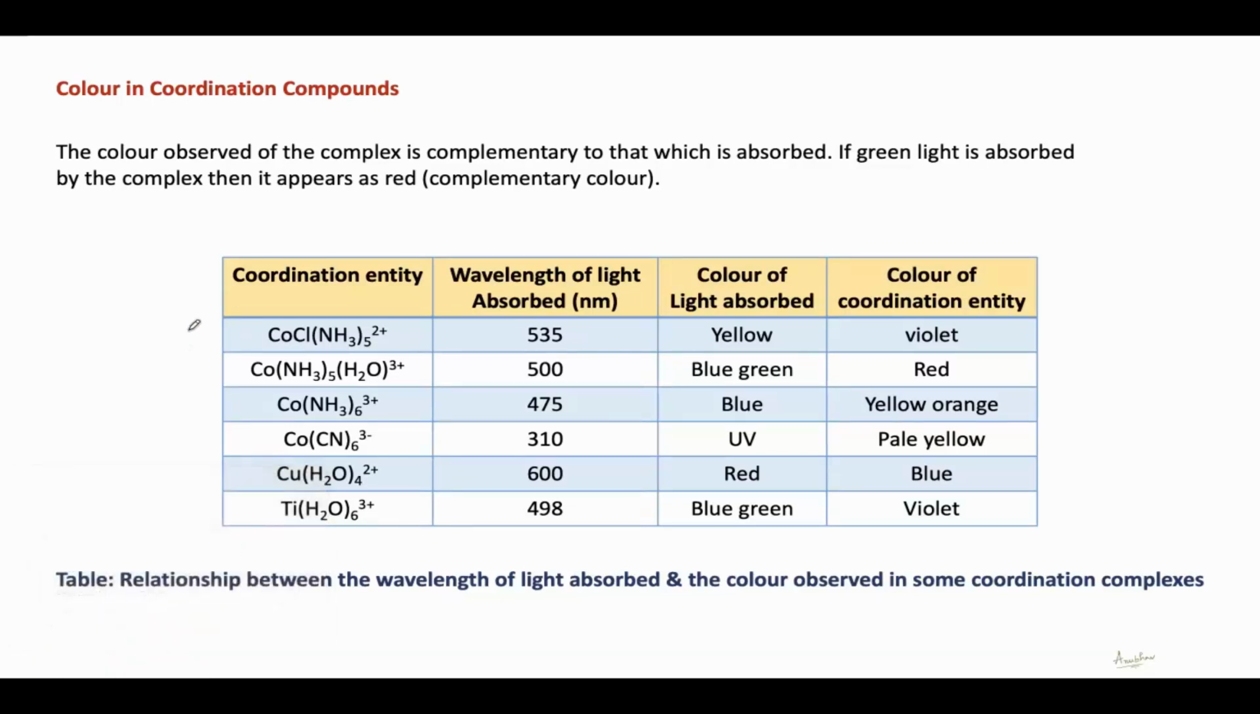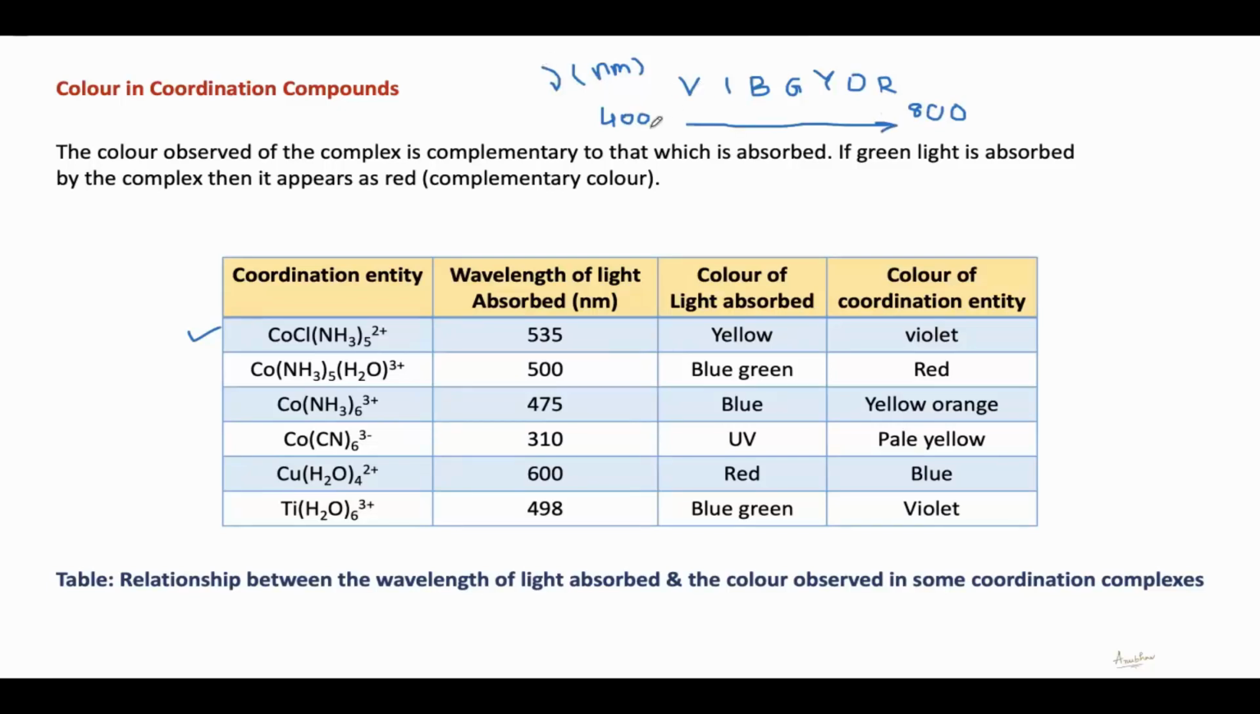Here you can see the first compound, which is [Co(Cl)(NH3)5]2+. Now, the wavelength of the light absorbed is 535. Now, let us draw here the colors in the visible spectrum, which is the VIBGYOR. This is at the lower end, towards the UV, which is 400, and this is at the higher end, which is 800 in the nanometer region.